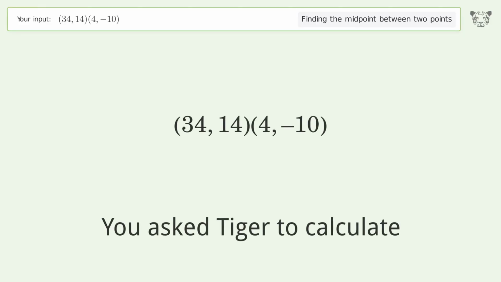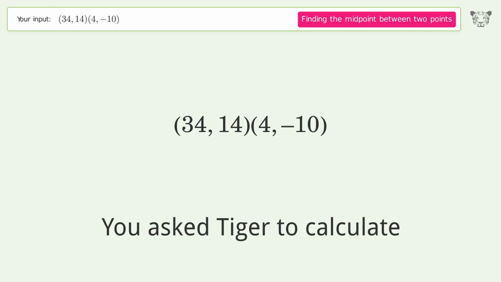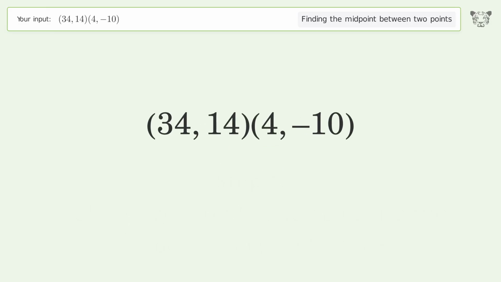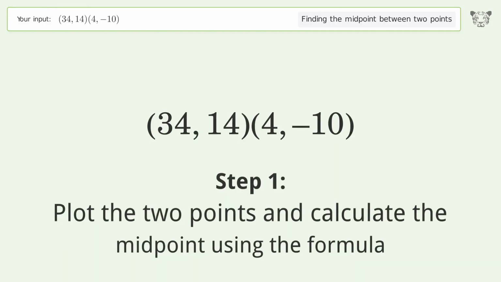You ask Tiger to calculate. This deals with finding the midpoint between 2 points. The midpoint between the 2 points is 19,2. Let's solve it step by step. Plot the 2 points and calculate the midpoint using the formula.